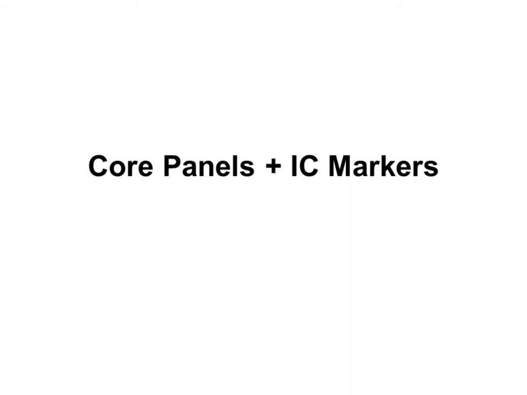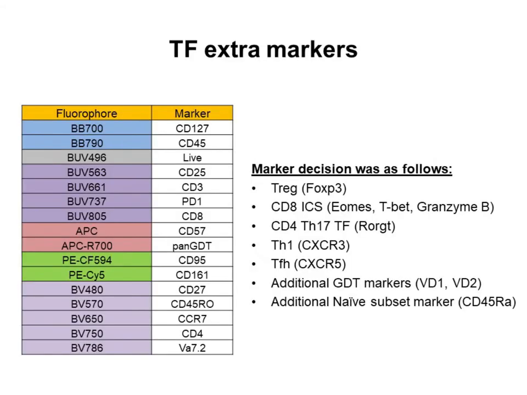Now I'll show you the same core panels, but to which we have added, instead of surface markers for TH populations, markers for intracellular staining. In this slide, I'm showing you the stains we have added. So we have transcription factors, FOXP3, EOMES, T-bet. We also have granzyme B related to cytotoxic activity of the cells. We also have added some other markers, like additional extracellular and intracellular markers.